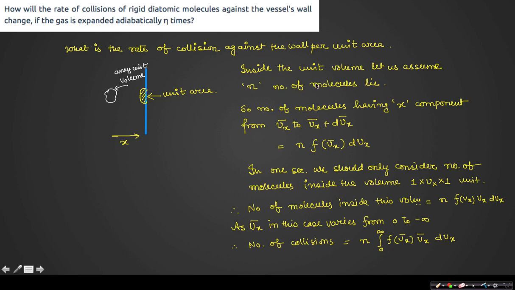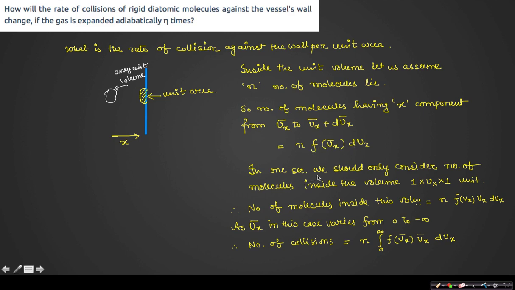Inside that unit volume, let us assume that small n is the number of molecules, and out of that, the number of molecules that are moving with a velocity Vx to Vx plus dVx, as I have to only consider the x direction molecules, is n into f of Vx into dVx.